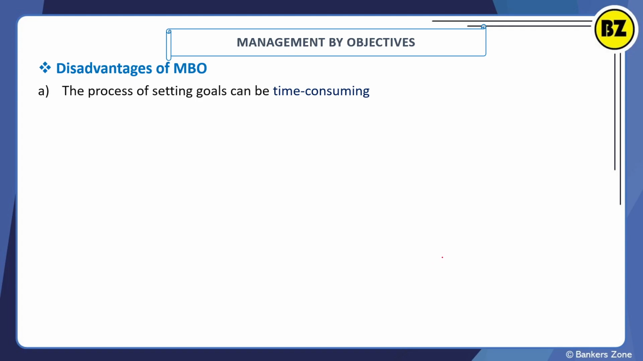We have discussed the first limitations, then advantages and disadvantages. Disadvantages, basically you can say limitations again, right? So the disadvantages of the MBO: it is time consuming. Setting the goal is a time consuming process.